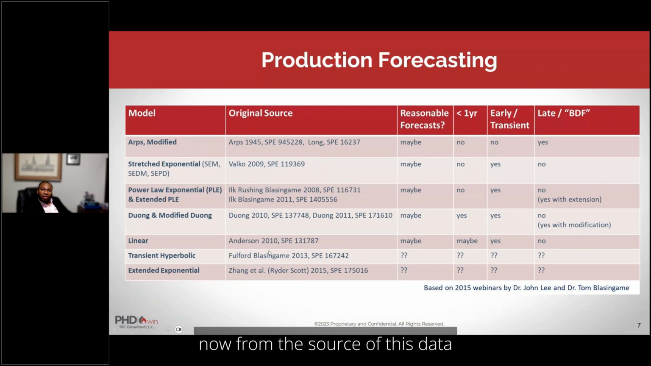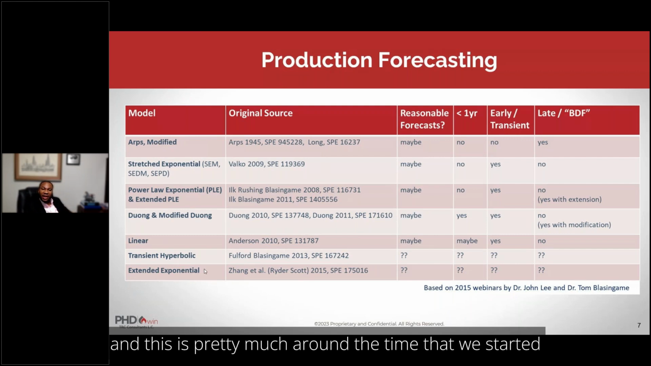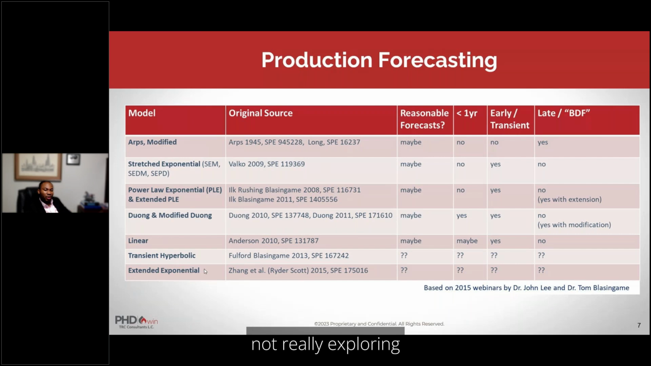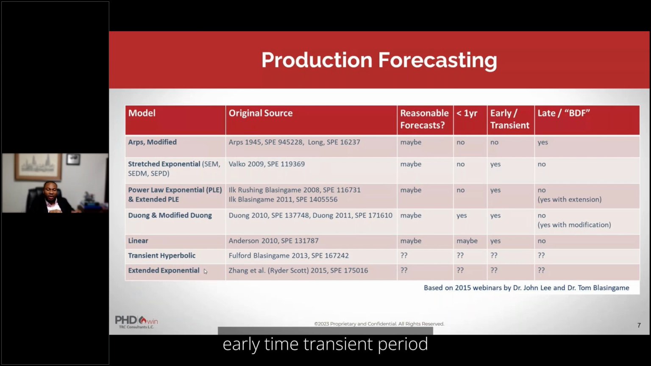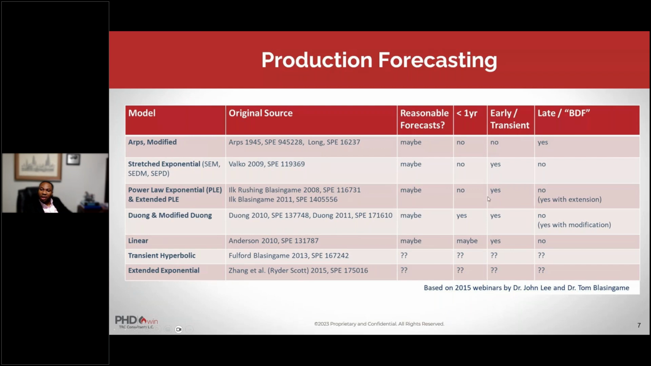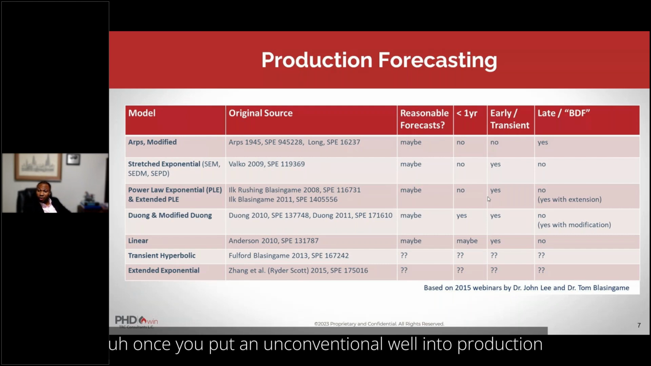Now, from the source of this data, you can see that most of these decline models, with the exception of Arps, all came on board from 2008. And this is pretty much around the time that we started developing unconventional resources. So essentially, they were tailored towards being able to predict that early time transient period for unconventional reservoirs. So as you can see, they are all good decline model types if you want to predict the early time behavior once you put an unconventional well into production.